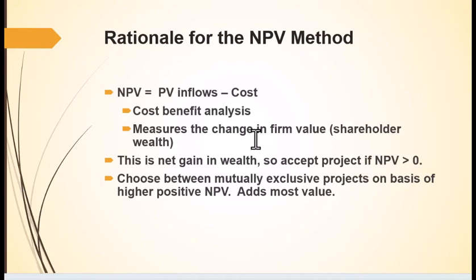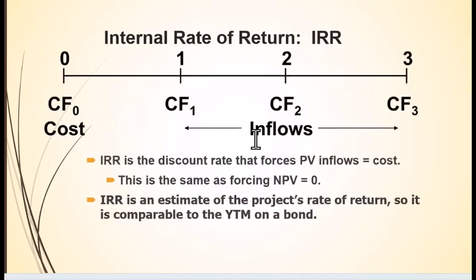It is a direct measurement of the change in the value of the firm and/or shareholder wealth. So if the net present value is greater than zero, our assumption is that that project will give us a net gain in wealth. So you would accept all projects with net present values greater than zero. When you're choosing between mutually exclusive projects, you would choose that project with the highest net present value as it adds the most value to the firm. The internal rate of return.